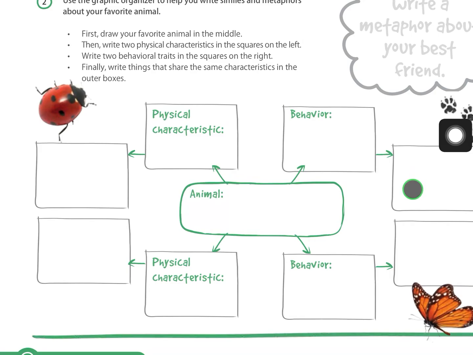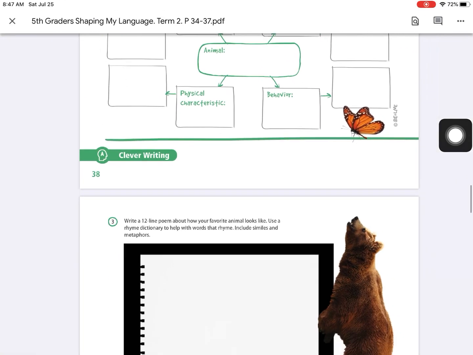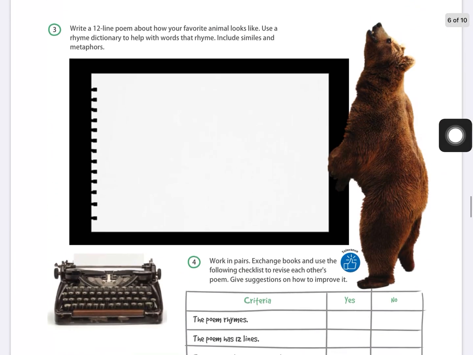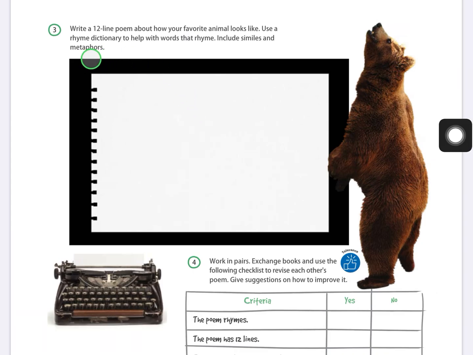And finally, write things that share the same characteristics in our boxes. Yes, like another object that maybe presents the same or similar characteristics, and behaviors here, and other things that are related, that are similar, but are not the same. Okay. Then we are going to page 39, and we're going to do the following.